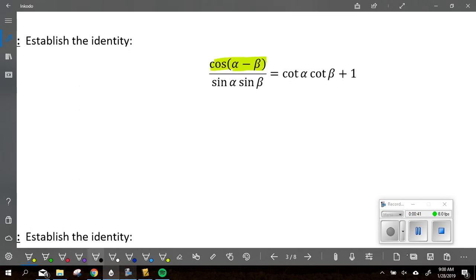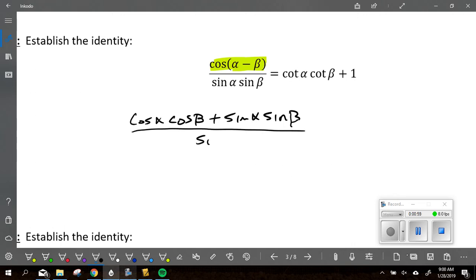And so when I see cosine of alpha minus beta, let's plug in what it is. That is cosine alpha cosine beta plus sine alpha sine beta. That's just using the identities we got on Friday and applying them here. That's all over sine alpha sine beta.